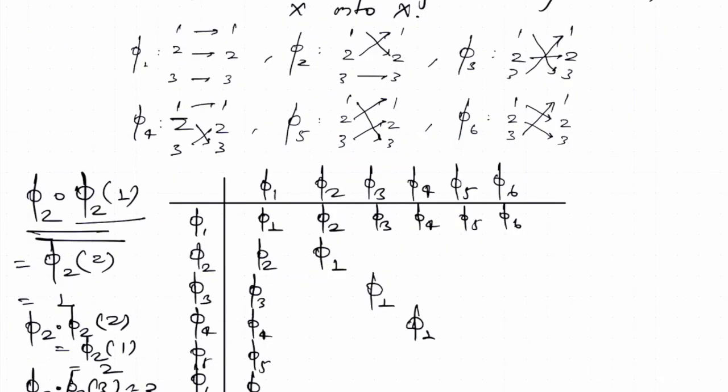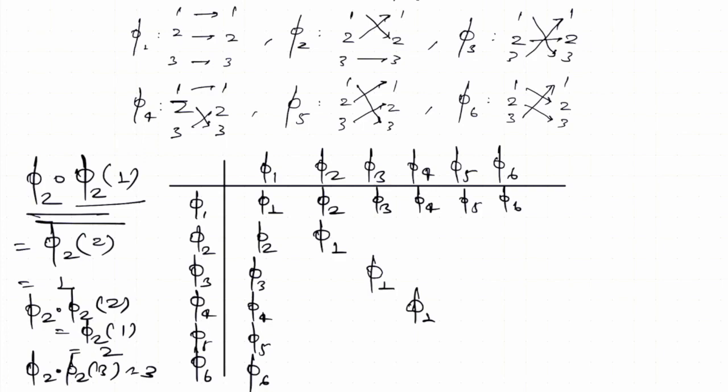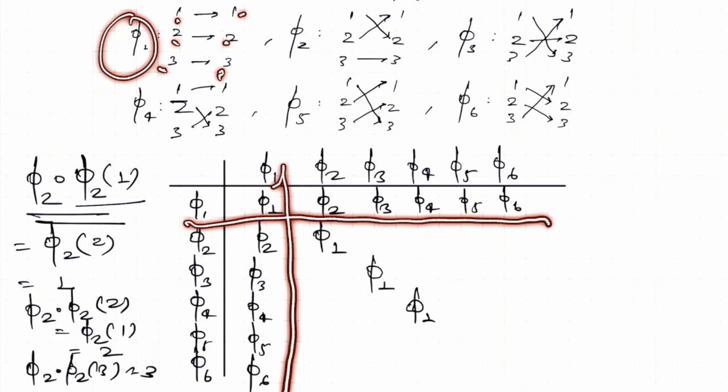In order to understand the structure of this group, since this group is finite, it is always beneficial to make an operation table. You can see that phi 1 is working as identity because it is sending 1 to 1, 2 to 2, 3 to 3. So this will be the identity and it has no effect on any element. So the first row and first column of this table will be the same.